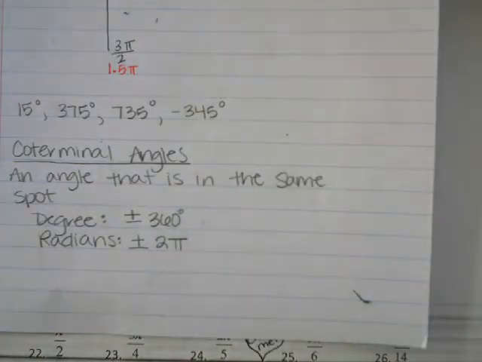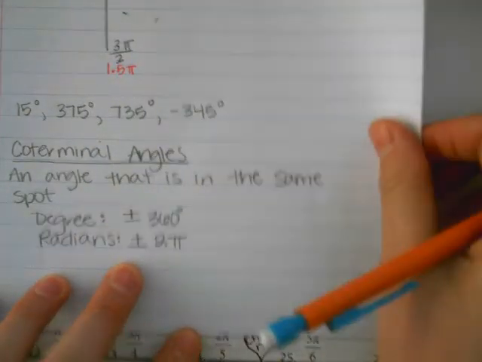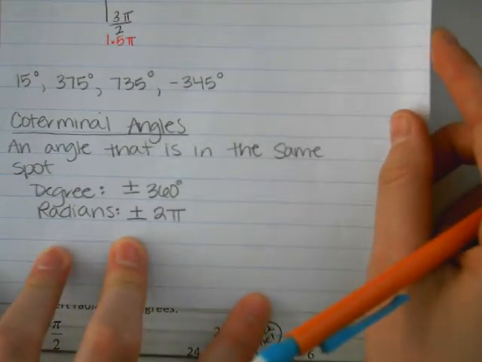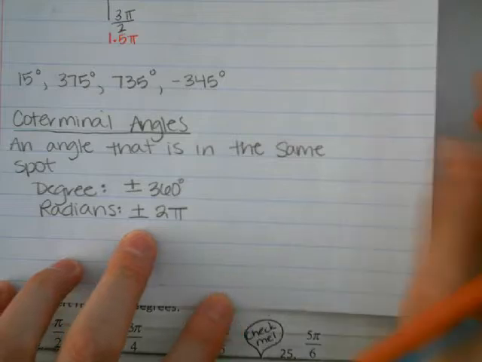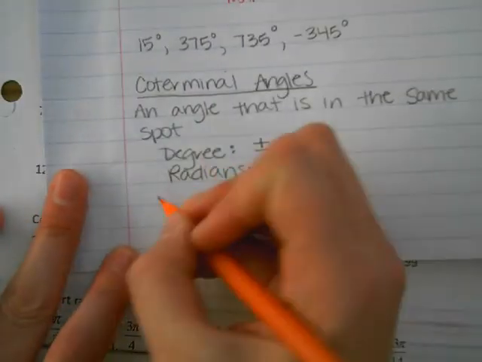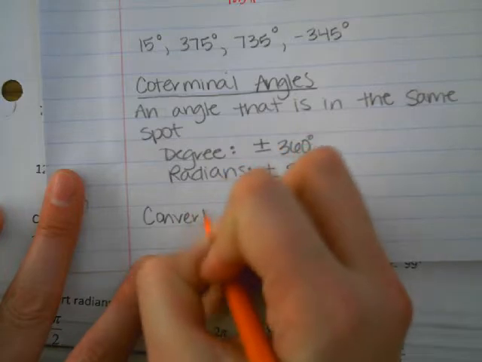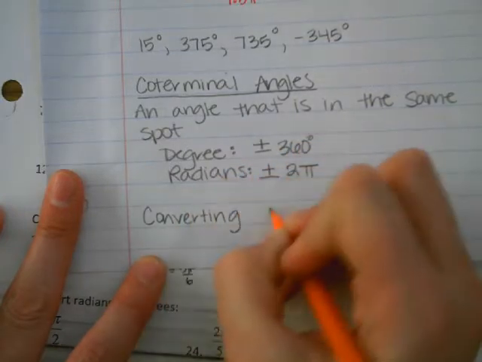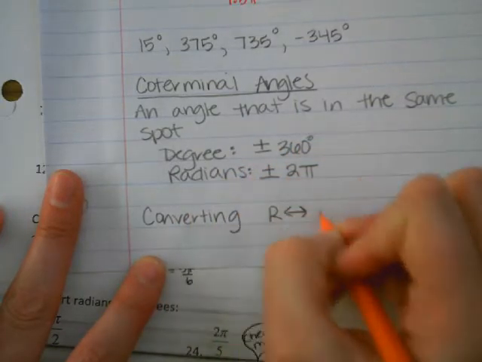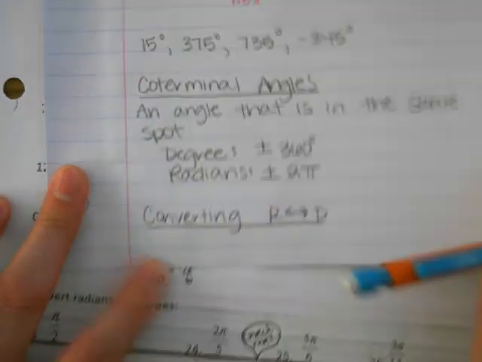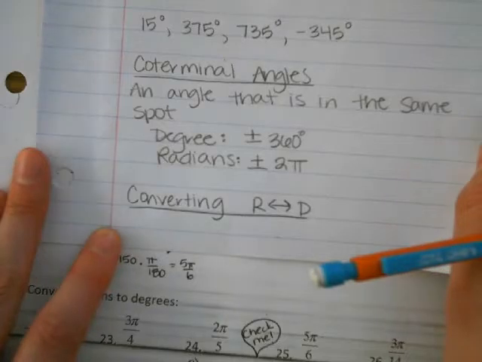Now, all right. We are adding some more to our notes on the back page because this is where we're keeping all the really important stuff. So when we convert back and forth between radians and degrees, there were two fractions that we use. What are the two fractions?